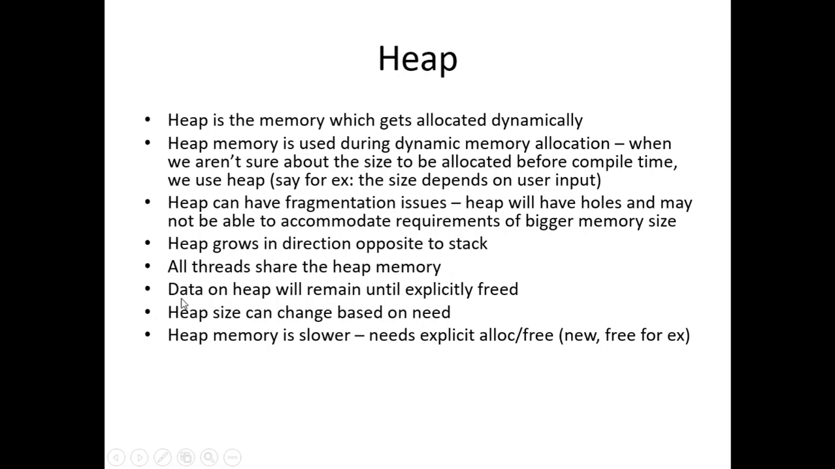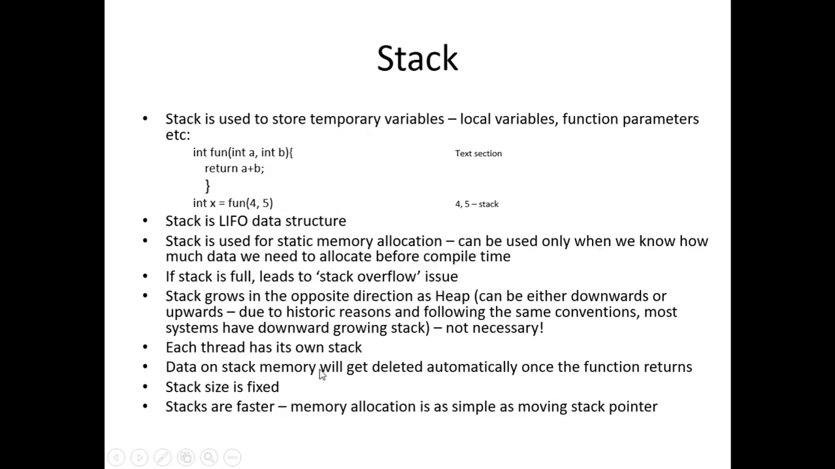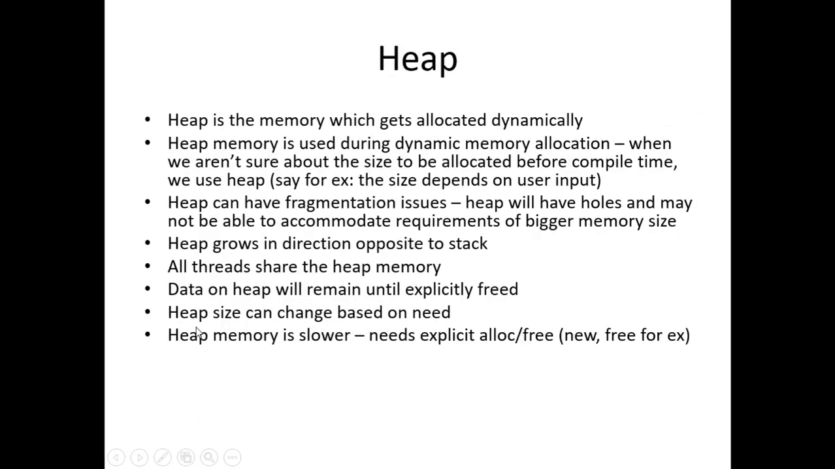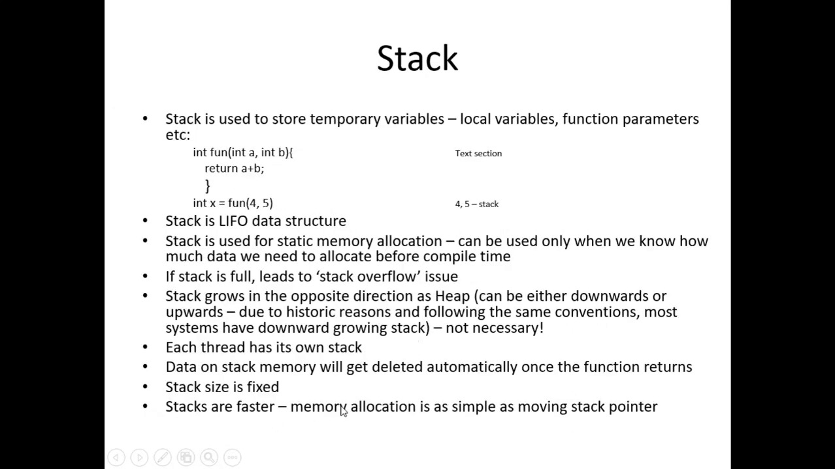Apart from that, data on heap should be explicitly freed, because unless you call the free function, the data will be there on heap. But that's not the case in stack. In stacks, the data will automatically get deleted once we are out of scope. This heap size can be changed, because we are making use of dynamic memory allocation for heap. And heap memory is always slower because we have to explicitly allocate and deallocate, but that's not the case in stacks.